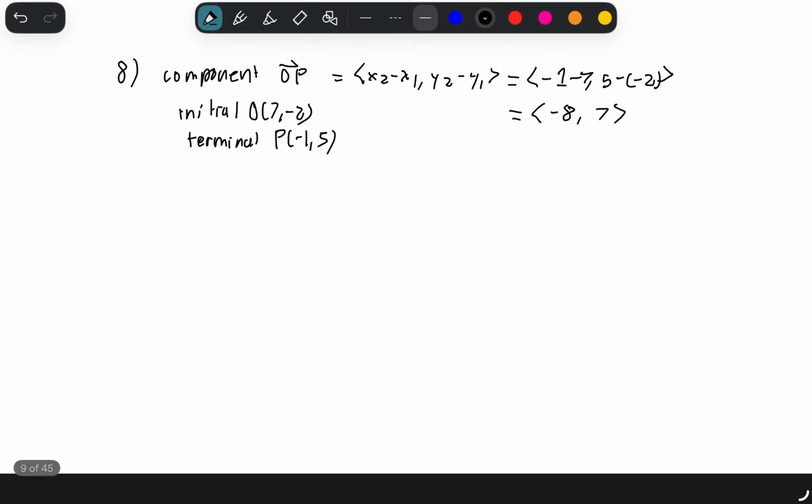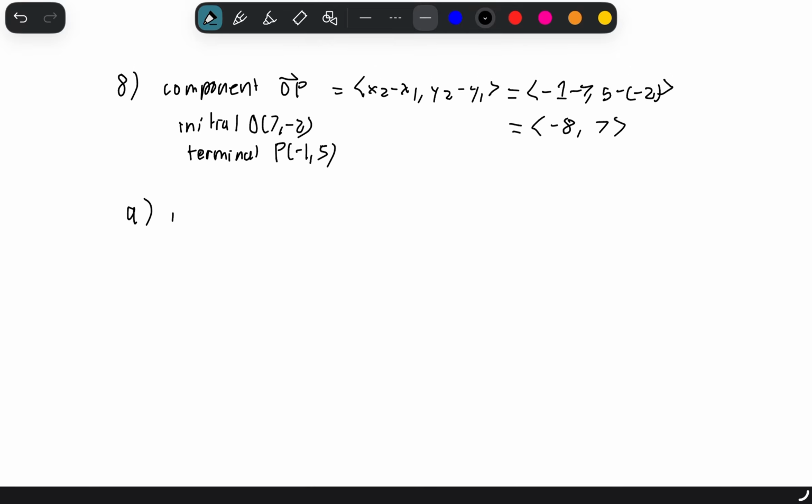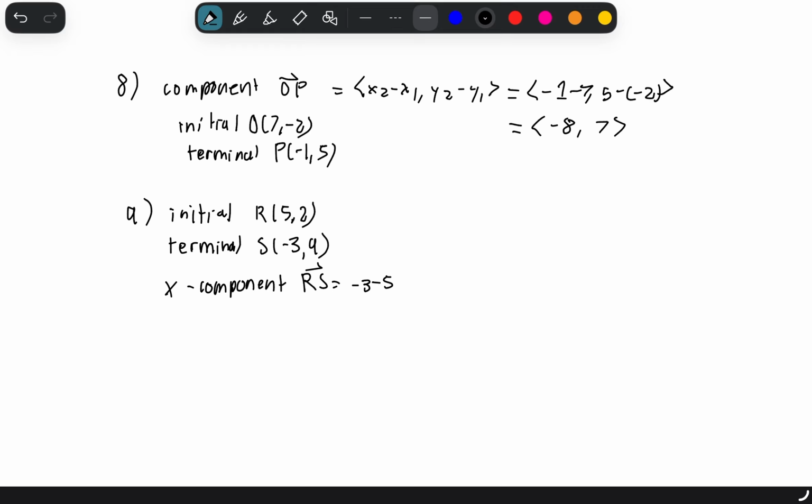Now let's say that we have initial point R (5, 2), and we have a terminal point S (negative 3, 9). So we want to find our x component for the vector RS. That's negative 3 minus 5, which will be negative 8.